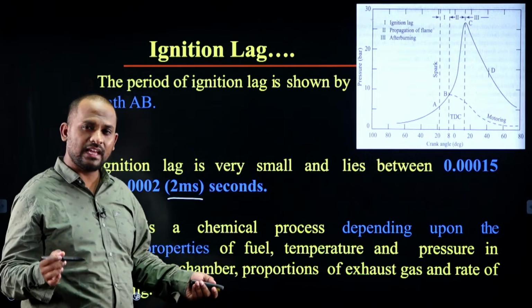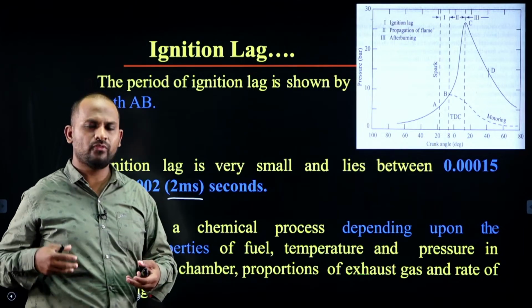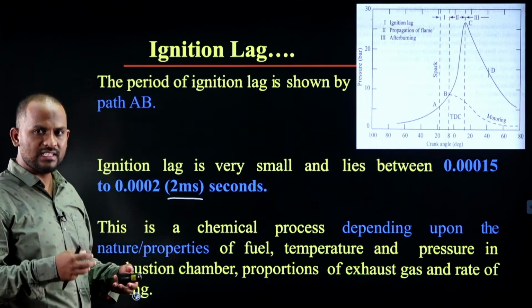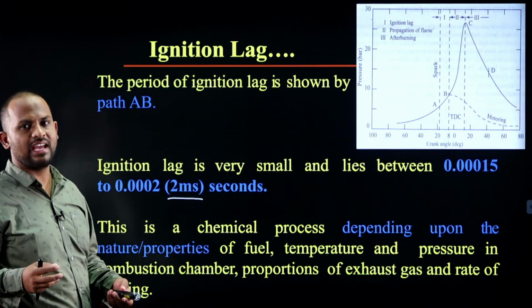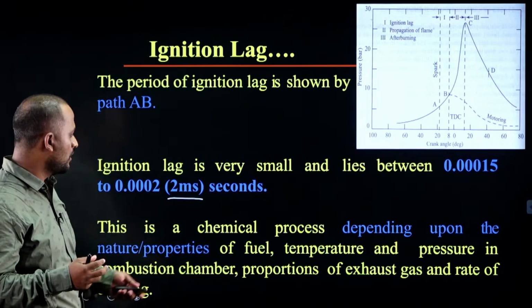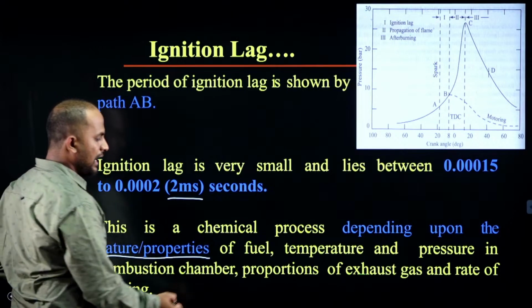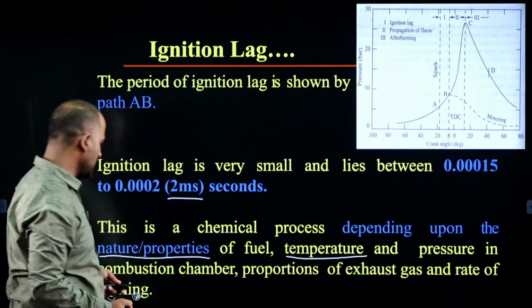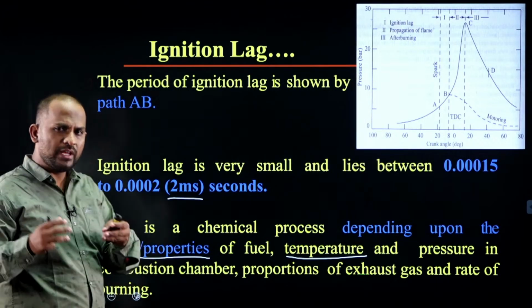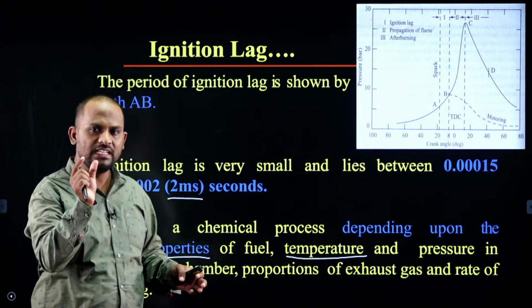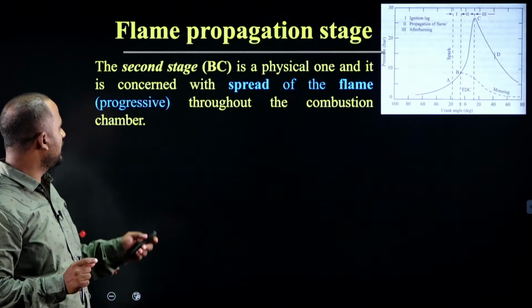So this ignition lag generally depends on so many parameters, like what type of fuel we are using. That is, in SI engines we will be using gasoline, also we are using CNG gases. So based on the nature or the properties of the fuel, the temperature and the pressure of the fuel, and also the exhaust gases present in the cylinder, this ignition lag time will be dependent. Now that is about the ignition lag.